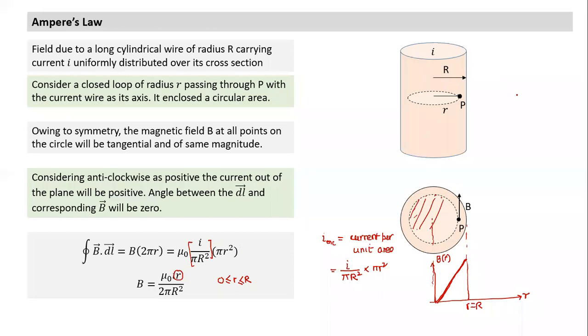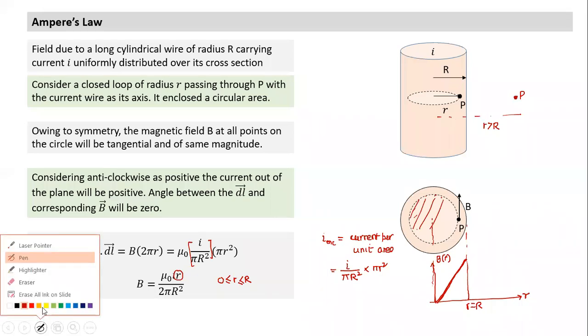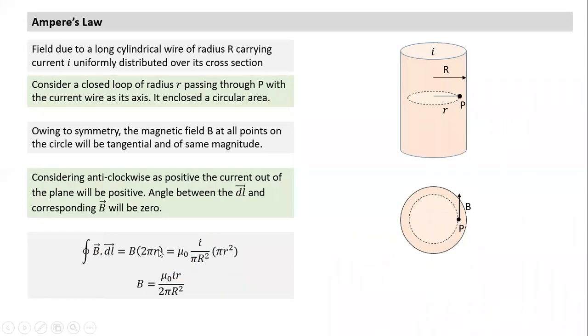Suppose I change the point P to one which is outside, where R is greater than capital R. What will the field be at this point now? How would you calculate it? We have done the point inside; let's do the point which is outside. So suppose I want to find the field at point P, which is outside. The distance to P now becomes my R value.